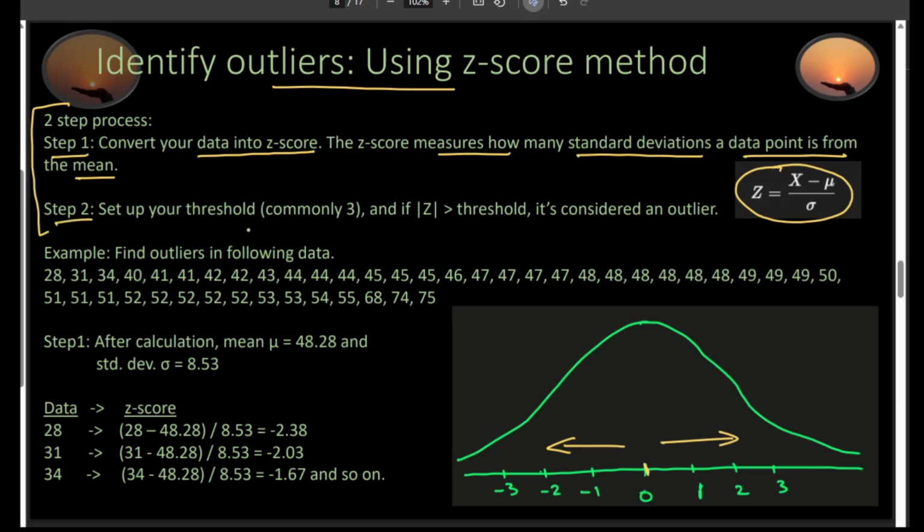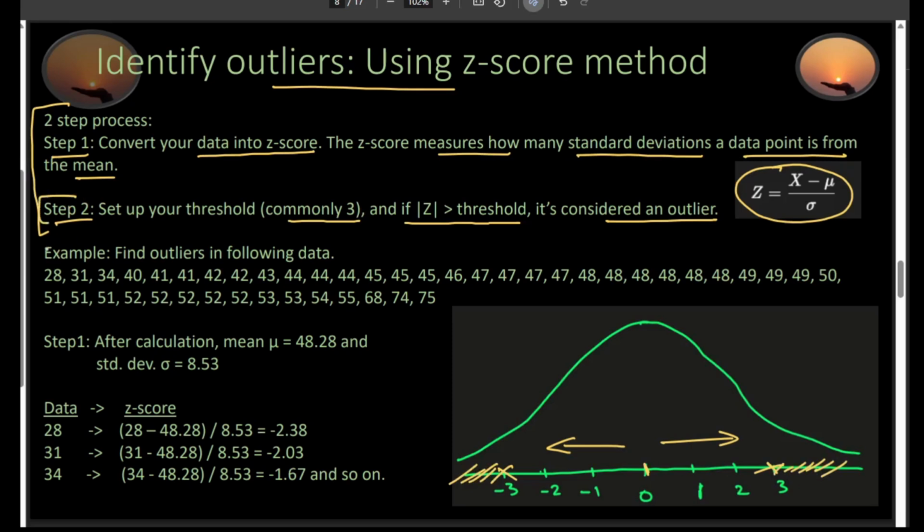Step two, you set up your threshold. Generally they use 3 as the threshold, but you can use 2.5, 2.3, depending on your need. You can set up your own threshold. If your data falls outside the threshold, it will be considered an outlier. Let's say you pick 3 as your threshold. If your data falls in this region or this region, then it will be considered an outlier. This is what's happening in step 2.